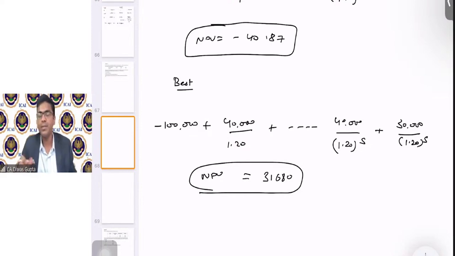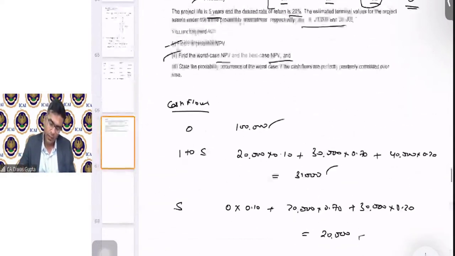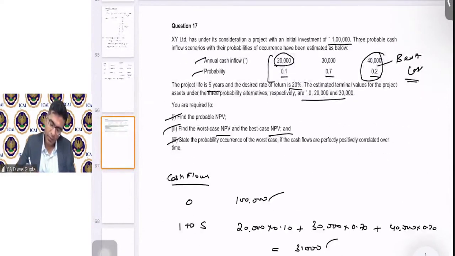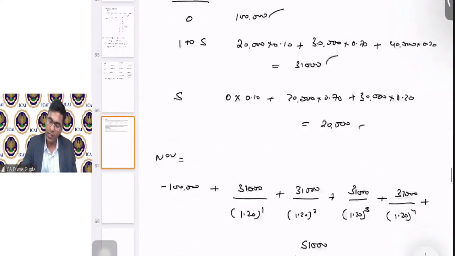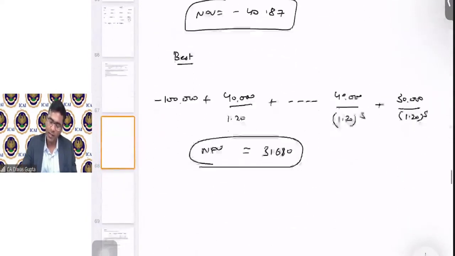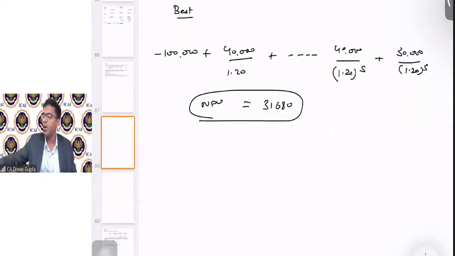Yes, Mancha, 100 bips is equal to 1%. That is right. Okay. Then last part, state the probability of occurrence of the worst case if the cash flows are perfectly positively correlated over the period of time. There is a perfect positive correlation. That means they are dependent on each other.